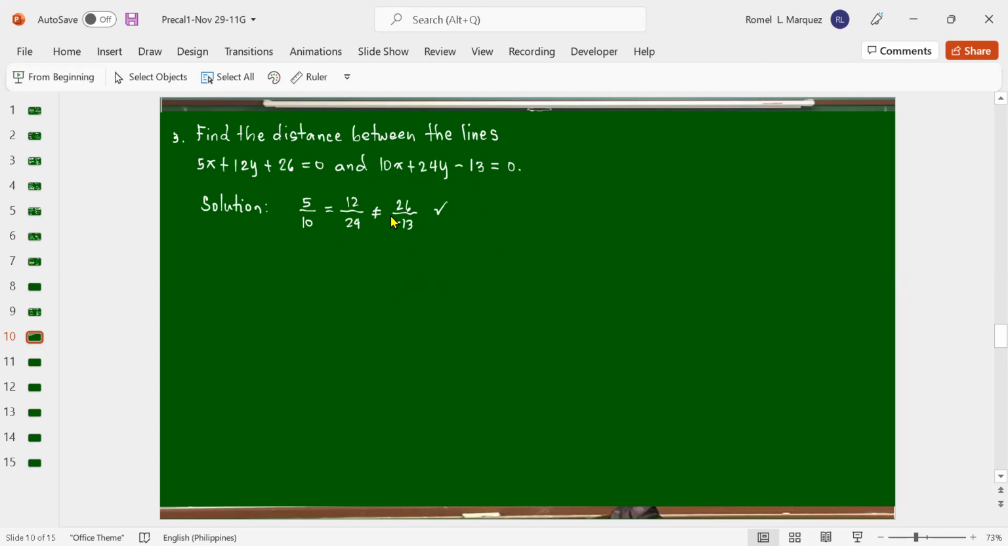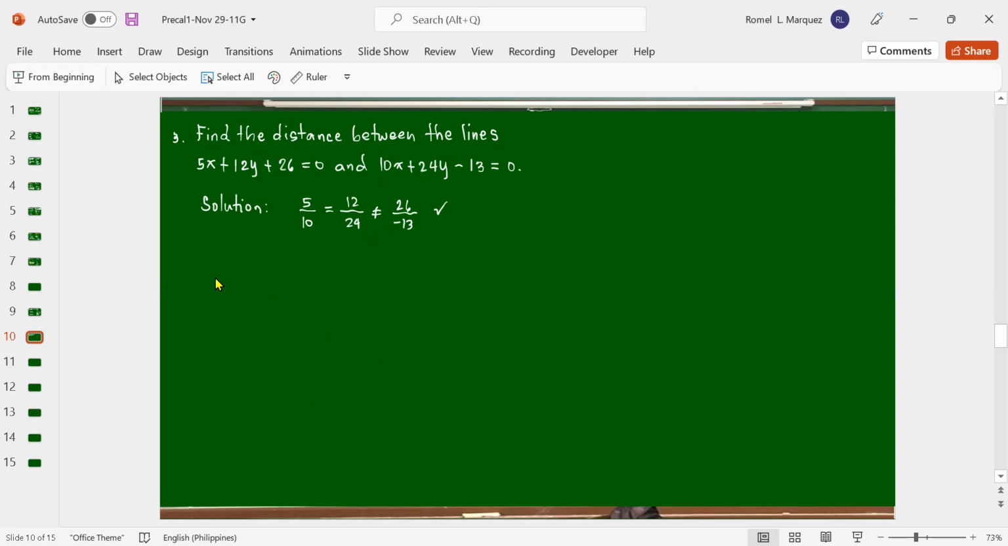If the constant terms ratio is equal to the first two ratios, it means they are coinciding. They represent the same line. If not equal to this third ratio, they are parallel. Okay, children? So guaranteed that they are parallel. Because if not parallel, you cannot apply the formula, and the distance between them is not unique, varying. Until they intersect, it will be 0 at their point of intersection. Again, as you get away from the point of intersection, the distance between them is increasing. Am I right, guys?